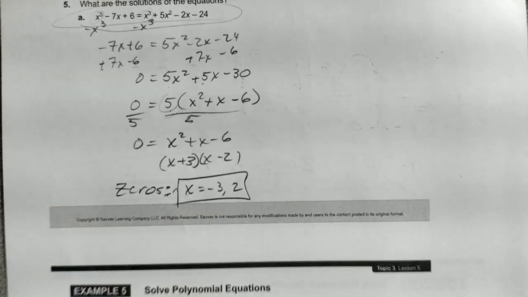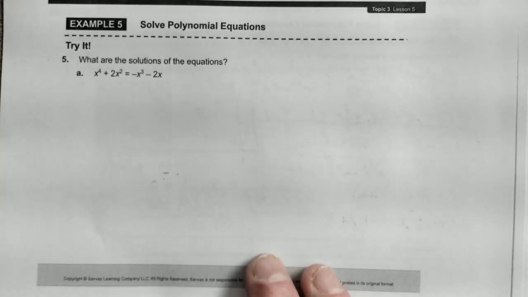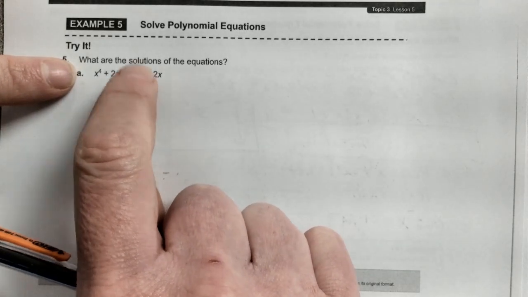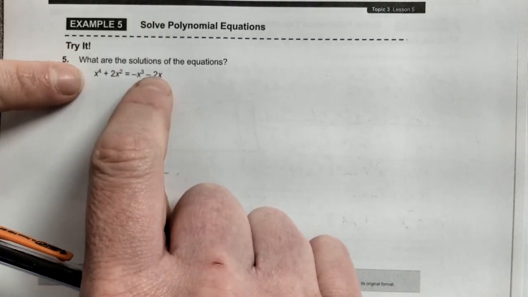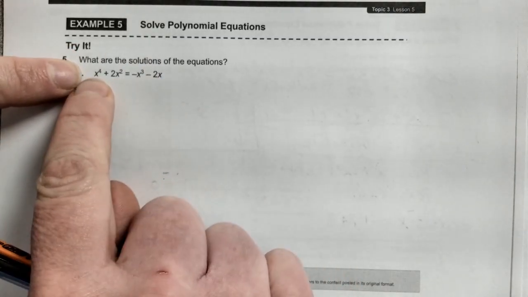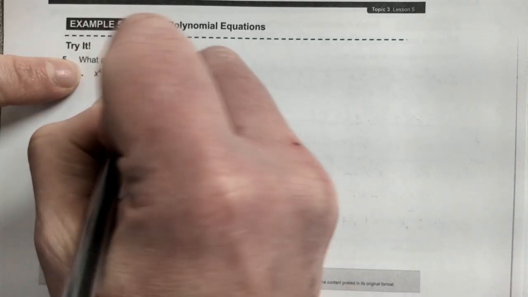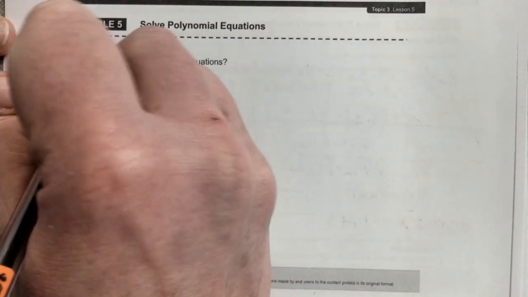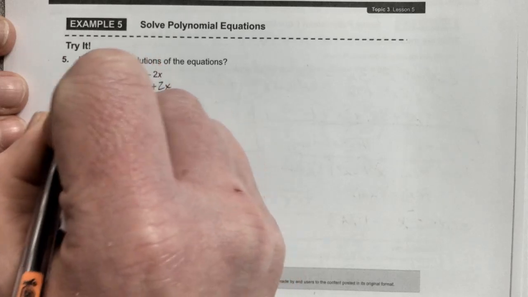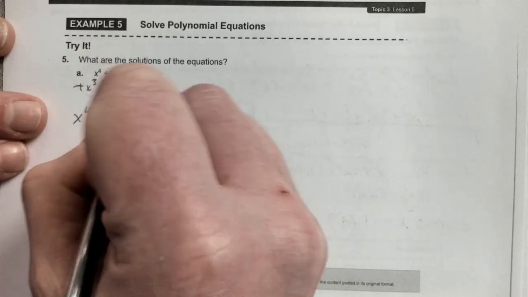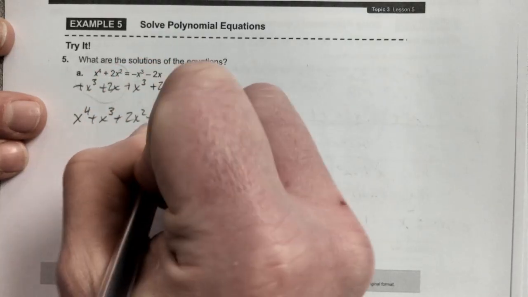All right, let's do one more. Here we have x to the fourth plus 2x squared is equal to -x cubed minus 2x. Well, this tells me I have to get everybody over to that x to the fourth as my biggest exponent. So I want to get everybody over to the left side. We're going to add x cubed and add 2x, but no like terms. So we get x to the fourth plus x to the third plus 2x squared plus 2x equals 0.